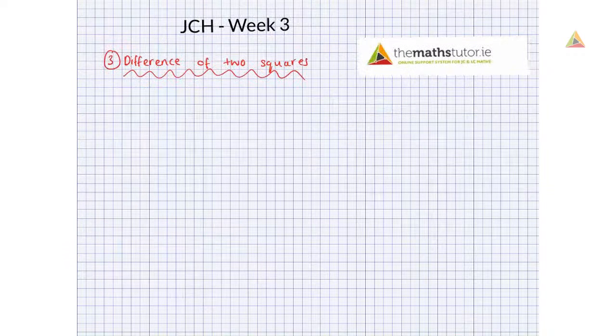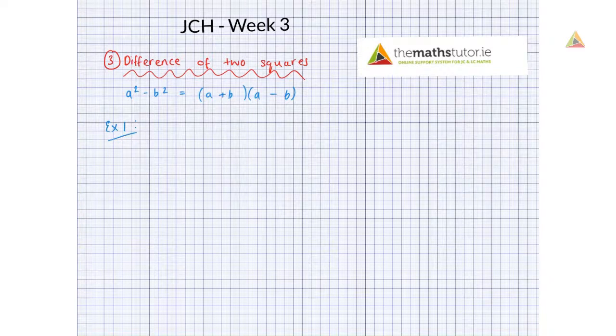Okay, so we're on to the third type now, which is the difference of two squares. There's a general formula for the difference of two squares, and it's a squared minus b squared is equal to a plus b by a minus b. So you're looking for a general formula where you have something squared take away something else squared. So I'm going to give an example there. So example 1.